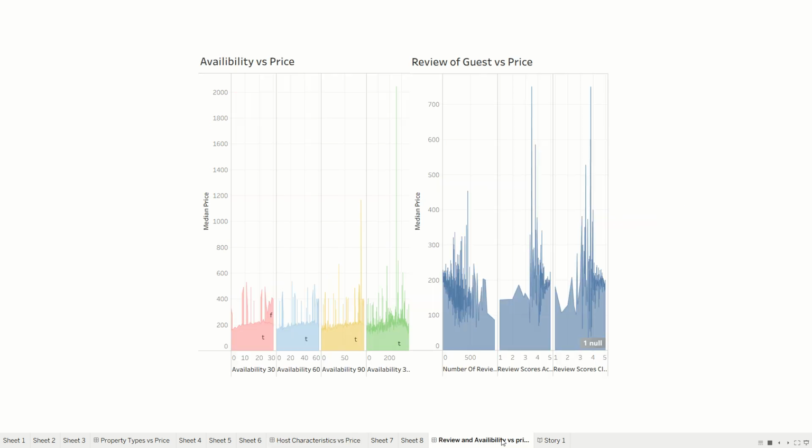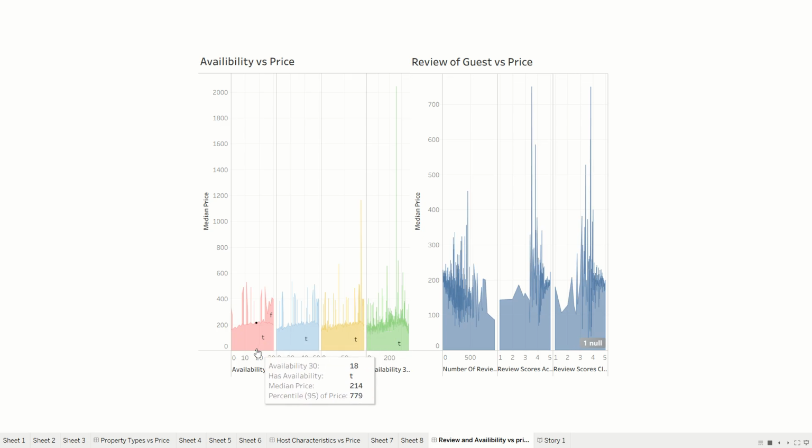Now, here is the third sub-research question, guest review and availability. In this, I analyze factors such as availability, number of days, number of reviews, accuracy, and cleanliness score. In this, we notice a bell-shaped pattern. Properties with moderate review counts, like 100 to 500 reviews, and a high review score tend to achieve a better price. This suggests that maintaining consistent guest satisfaction is more valuable than volume.